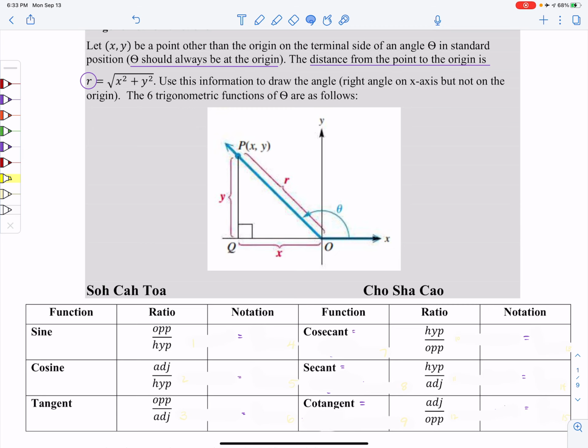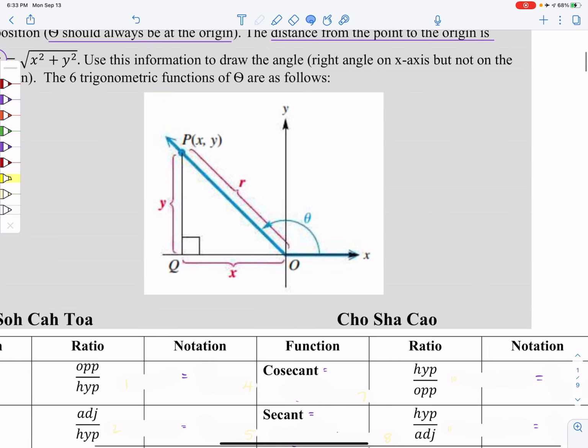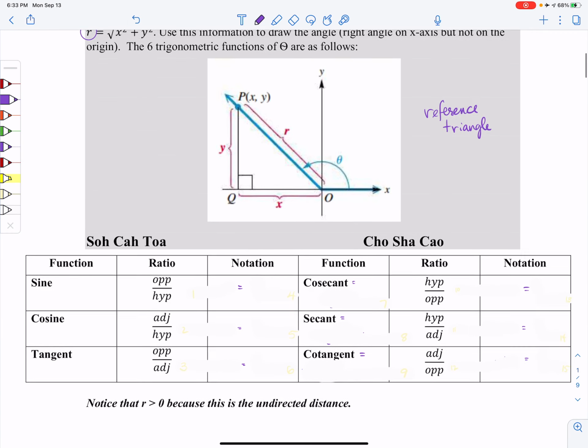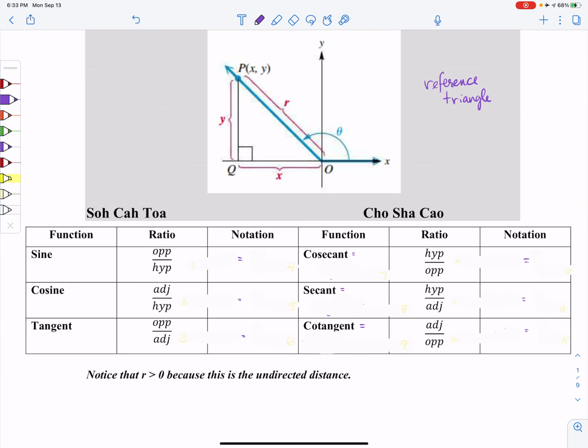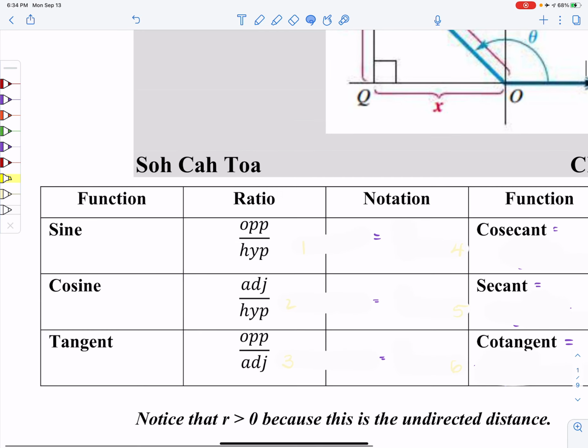So if I have this picture, and for the record, this is called the reference triangle. I'm going to refer back to it. I guess that's a good thing that we called it the reference triangle. We're going to refer back to it quite frequently. As I look at this picture, we have 6 trigonometric functions. We've got sine, cosine, and tangent. These are the 3 basic foundational trigonometric functions. And then we also have cosecant, secant, and cotangent. I'm going to start with the 3 basics: sine, cosine, and tangent.